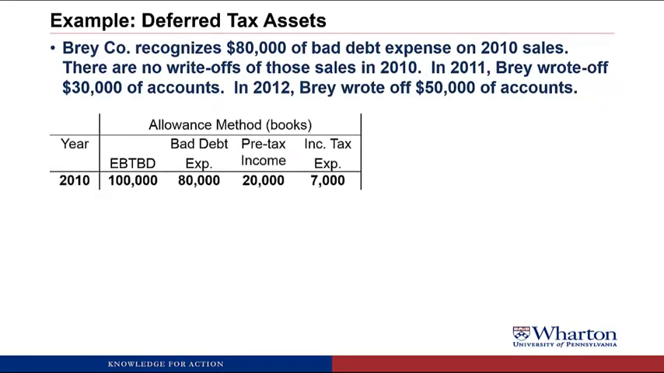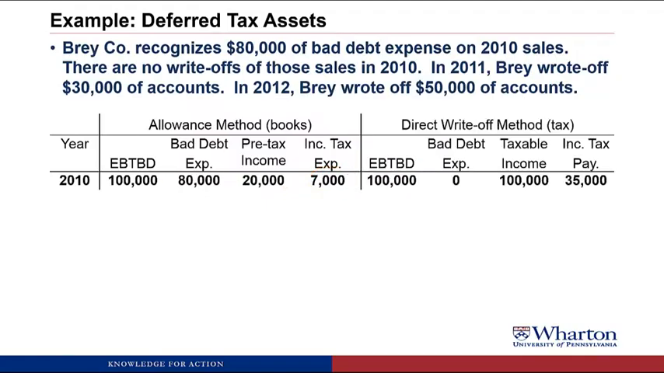On the financial statements, if you remember, we have to use the allowance method, where we recognize bad debt expense in the same period we make the sales. So let's say in 2010, we have EBITDA, earnings before taxes and bad debt expense, which is an acronym that you cannot pronounce. We have EBITDA of $100,000. Bad debt expense is $80,000. So 100,000 minus 80,000 gives us pre-tax income of 20,000. We take that times the 35% tax rate, and income tax expense will be 7,000.